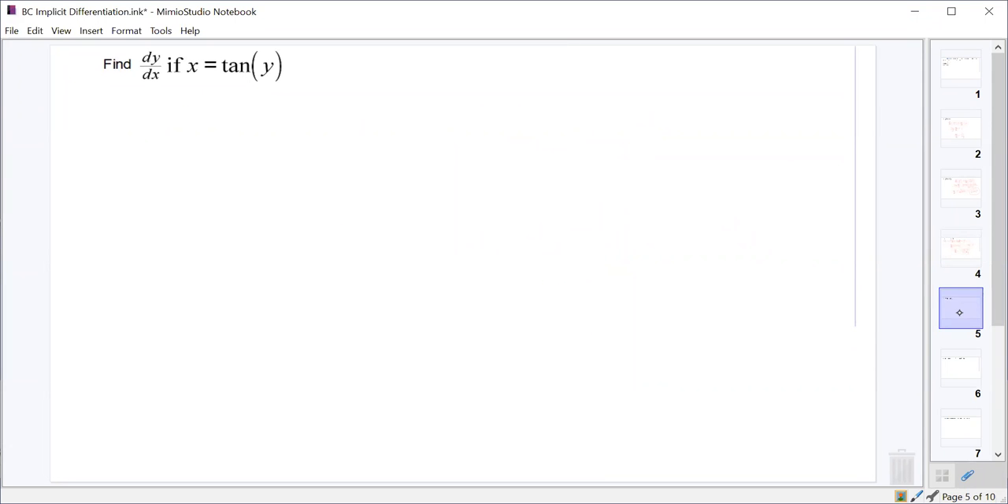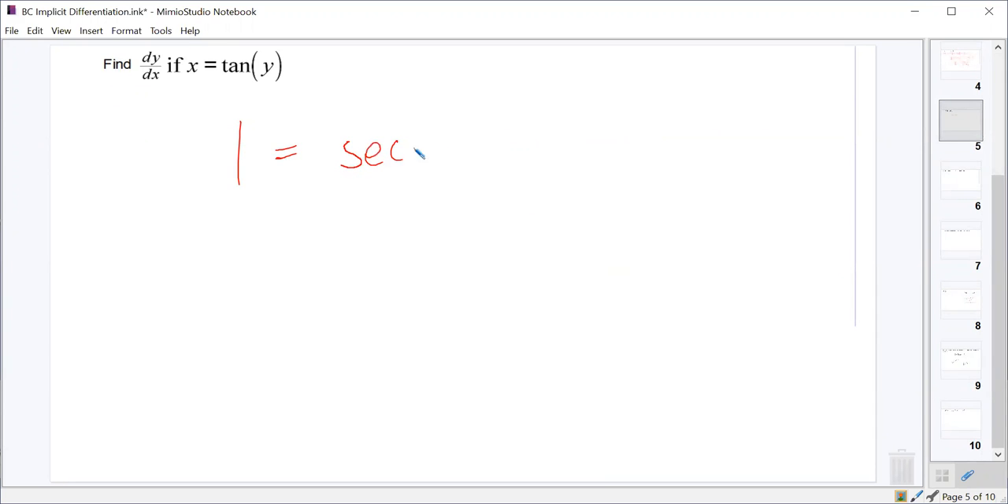This one's an easy one. We'll do this one together too because it's so easy. x equals tangent y. On the left-hand side, what do we get? 1. And on the right-hand side, what do we get? Secant squared. While you guys are trying to figure out who's going to say it, I'm just going to write it. Secant squared y dy dx. Yeah? And divide by the secant squared.